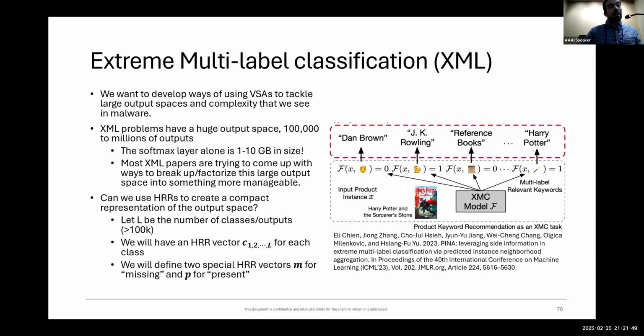A key thing about XML problems, we abbreviate it with X instead of an E because we're cool, is that most classes are not present most of the time. You will have a million predictions to make, maybe 10 of them are present. So it's a pretty sparse activation pattern for your classes. We will exploit this.